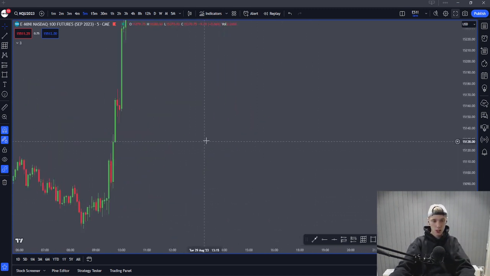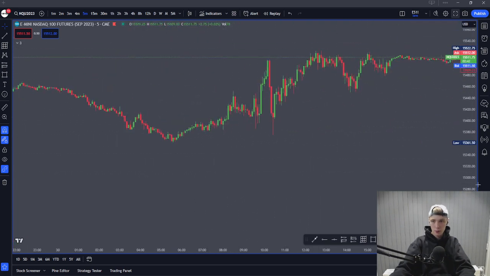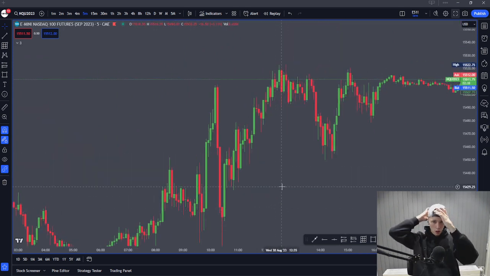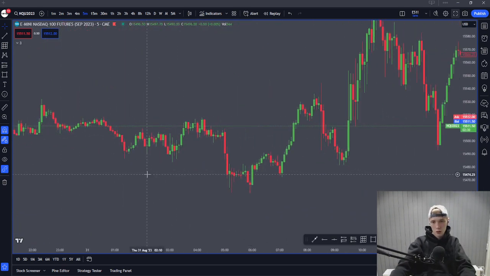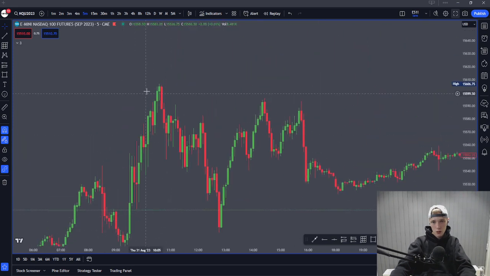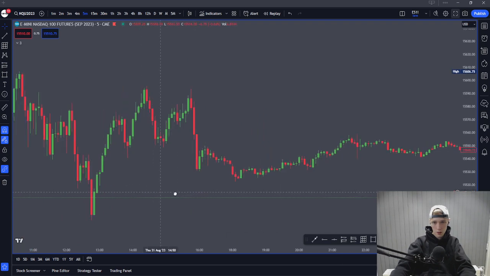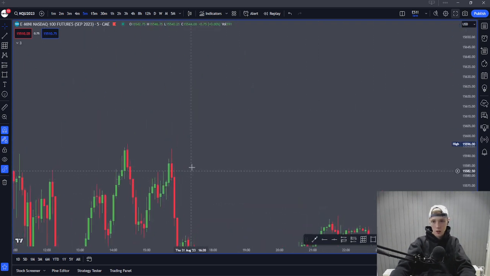Mitigation block. That's the ugly sister of a breaker block. I don't like to trade mitigation blocks because they're simply not good. Let me see. Mitigation. These are all just breaker blocks. Mitigation. This one, yeah. All right. Hypothetically, can we use this? Oh, actually, we can. All right.